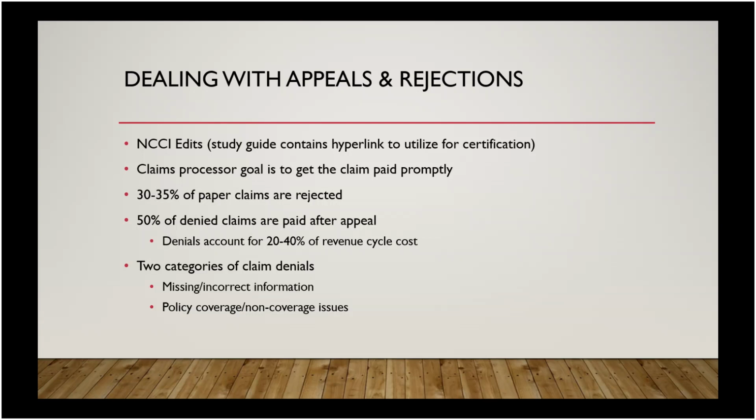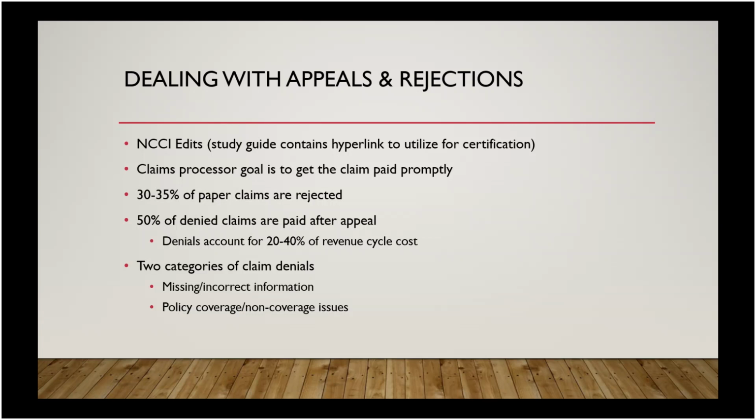Denials account for 20 to 40% of the revenue cycle cost. So what that means is the amount of time and energy that your staff is putting towards these denials accounts for up to 40% of that cost of the budget. Two categories of claims denials: we have missing or incorrect information, normally it's not caught before it's rejected, and then policy coverage and non-coverage issues.